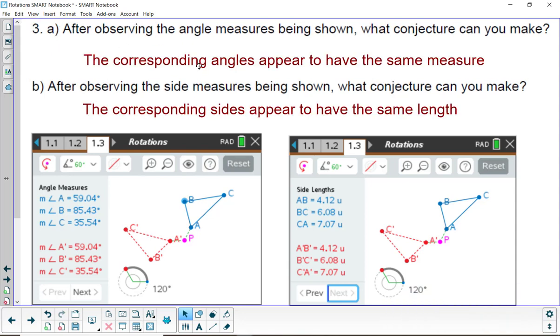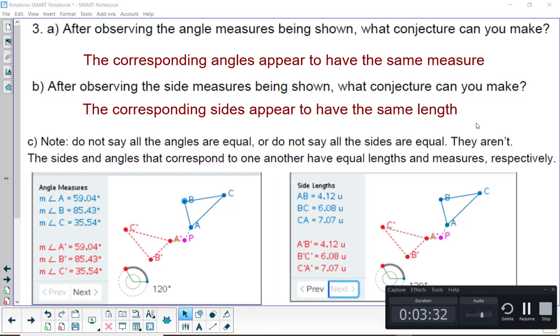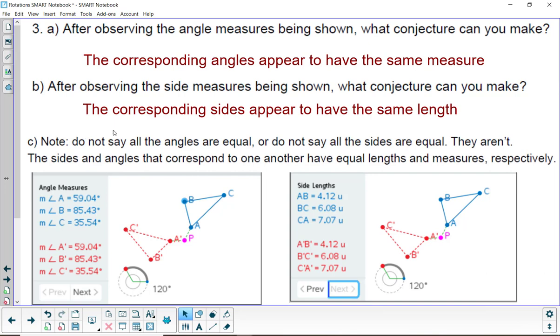So it appears that the corresponding angles have the same measure, and the corresponding sides have the same length. And in part C it says, please don't say that all the angles are equal or all the sides are equal, because they're not. You do need that word corresponding in there.